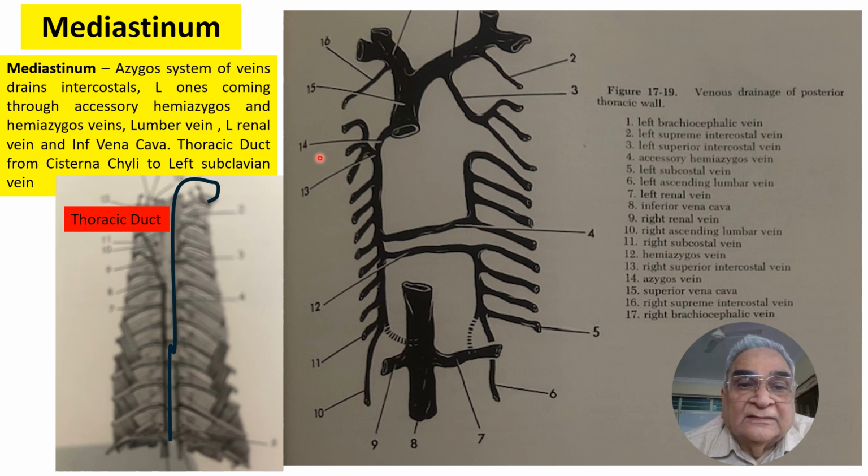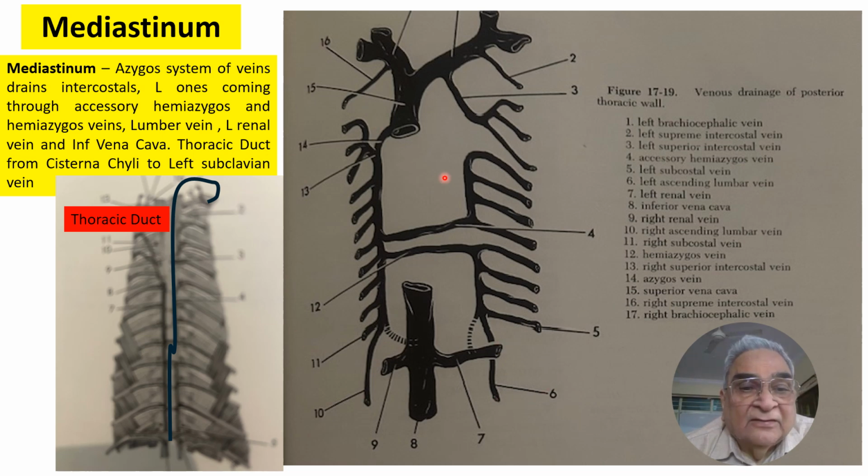Here you see this azygos system of veins draining the intercostals, but they drain into the superior and the inferior vena cava. The right and the left side is connected by the hemiazygos veins, and the left side is connected from the renal vein and the right side from the inferior vena cava, both of which also collect blood from the abdominal wall through the lumbar veins.